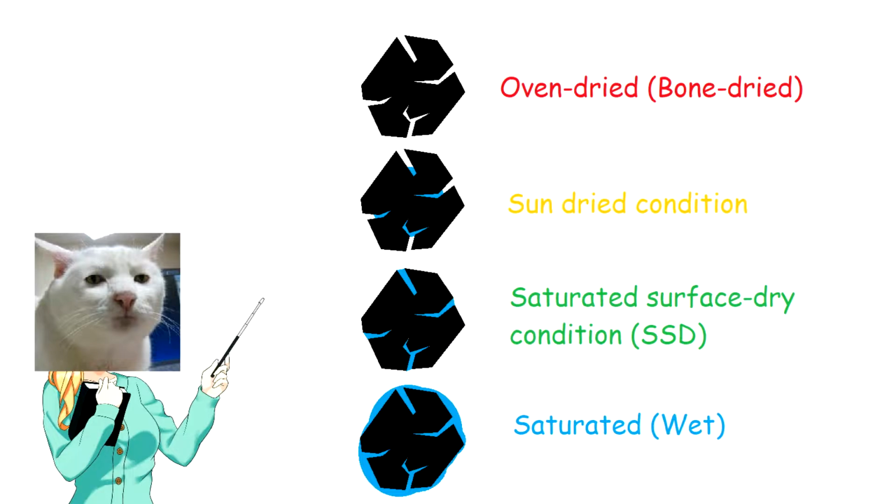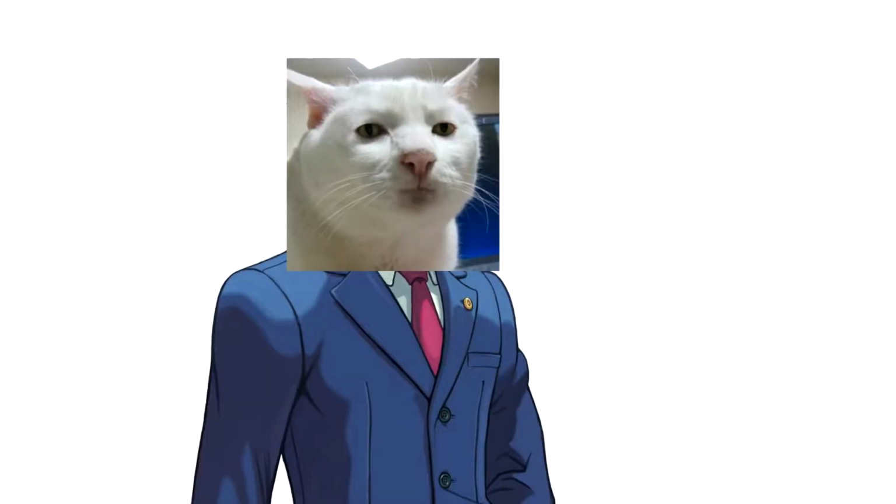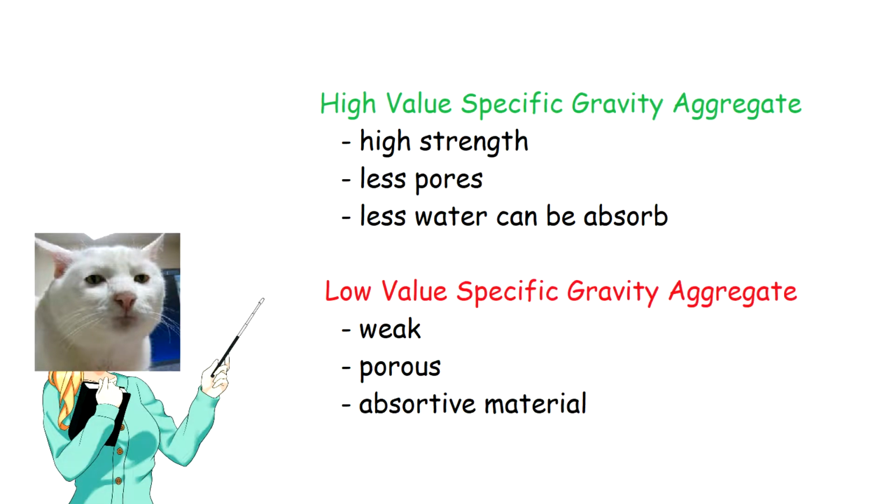Saturated surface dry condition or SSD is the condition where the aggregate pores are filled with water but the surface is dry. Specific gravity of aggregate can be used in designing and controlling the weight of concrete. Specific gravity can also be an indicator of the quality of an aggregate. High specific gravity often indicates high quality, while low specific gravity means weak, porous, and absorptive material.